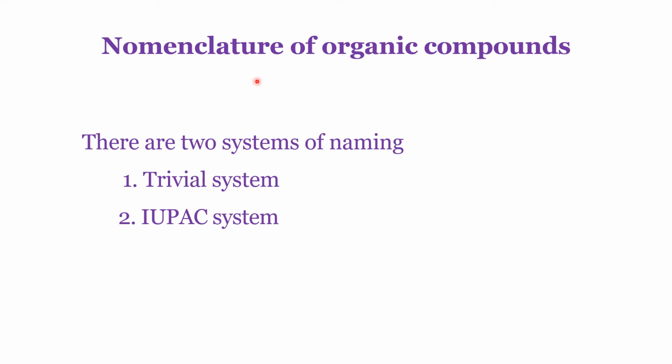A name for an organic molecule can be given as per two systems majorly. The first one is the trivial system. For naming a molecule as per the trivial system, one requires basic information like its history, source or something else. Based upon that information, we give the name to the organic molecule. Whereas the second one, the IUPAC system, uses a set of rules for naming an organic molecule.